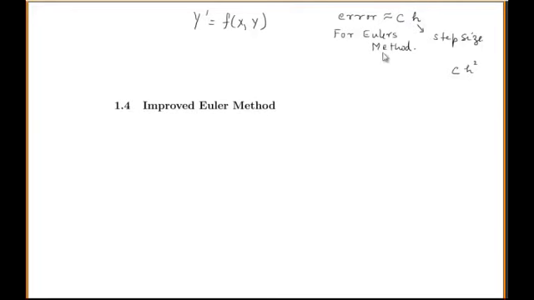So this is the idea behind Euler's method. But now the second question comes up in the mind: what can we do in order to improve our numerical method? Therefore we come to the improved Euler's method. Now what does this method tell us?